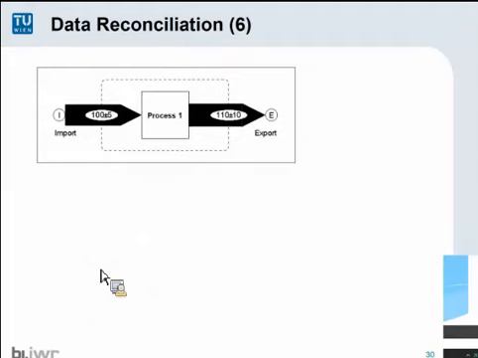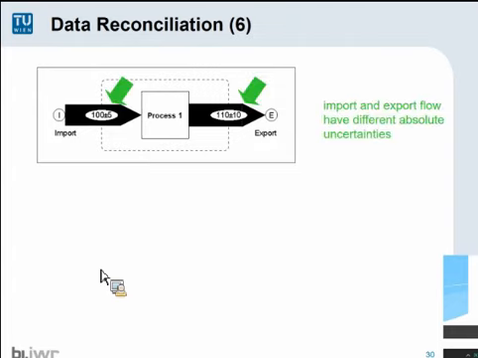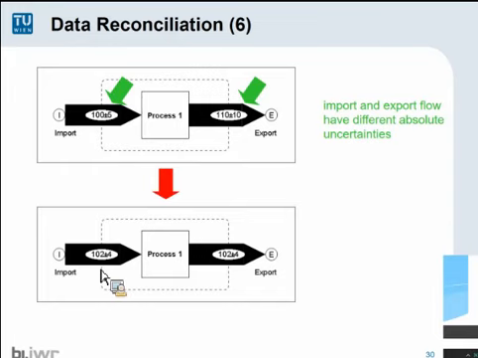This time both of the measurements have an uncertainty, but the import flow has an uncertainty of plus minus 5 and the export flow an uncertainty of plus minus 10. And the question now is, what is the result? If you perform data reconciliation, you will see that the result now lies much closer to the value of the import flow, at 102.